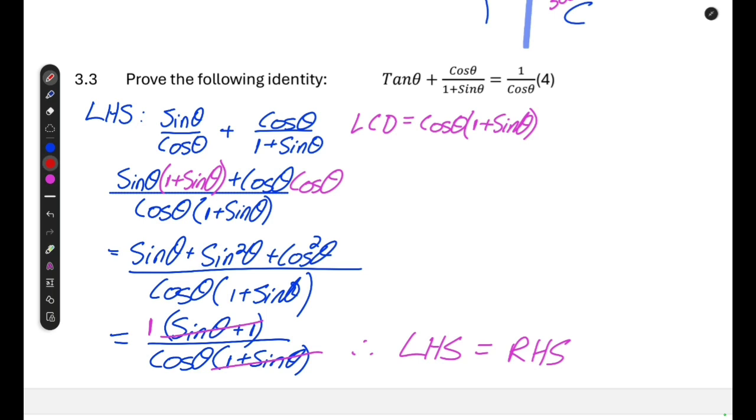4 marks. Let's see where you would get it. You would get a mark for changing the tan, then for getting the LCD correctly, then for identifying that this sine squared plus cos squared is just equal to 1, and then for proving that it is equal to the right-hand side. Okay, guys, so that was practice test 1 for term 1, grade 11.